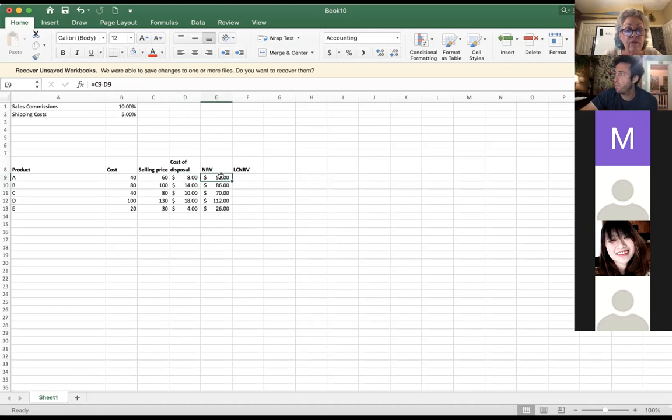And then my NRV is simply selling price minus cost of disposal. Now, which one is lower? I can visually see that my NRV is lower than my selling price. And I could hard code that and put in the 52. But if I wanted to use this as a template, I would use a formula. What formula would I use?